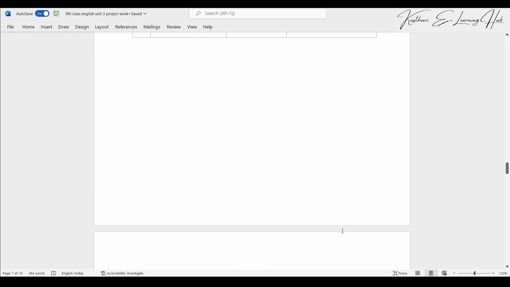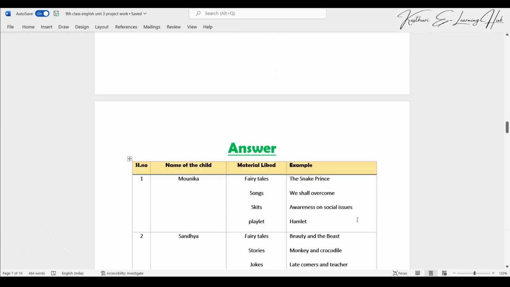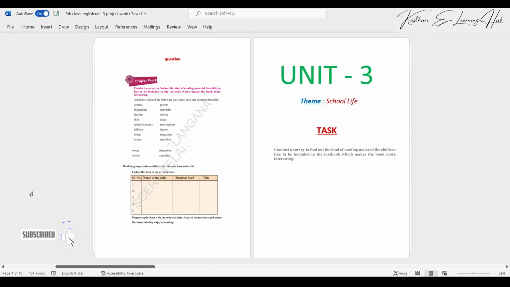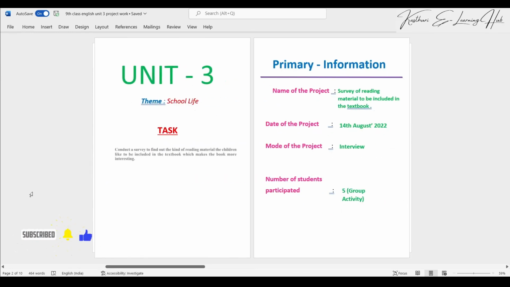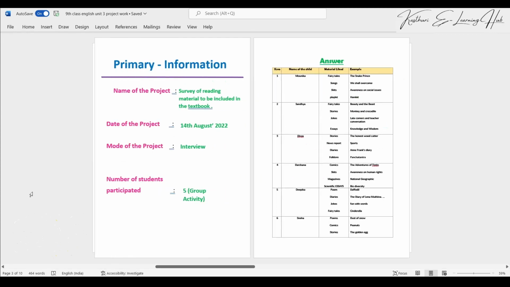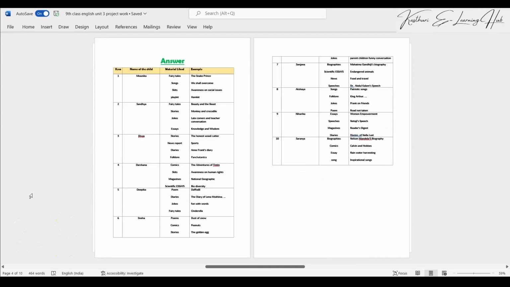Okay, once again I will show you how to make this. Now I will show you page wise how to do it. So this is our first page. On the first page you should write unit 3, theme and task. Then on the second page you need to write primary information. And then on the third page you need to start the tabular column. So however much you can accommodate there, that much you write. The rest of it you can carry to the next page. Here 1 to 6 came on that page, so the rest of it I have written on the next page.